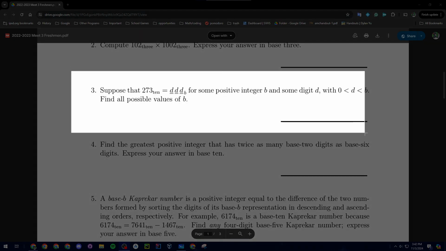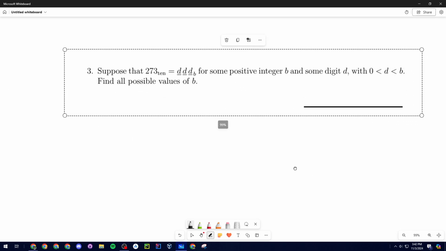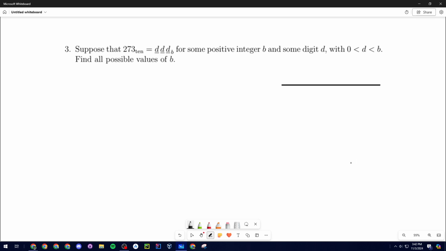Next one, this is where the actual math, I guess, comes in. It's a lot harder. You have this problem. So let's explain this. How would you do it in base 10 terms? Well, you have 273. That's equal to, converting this in base 10, because we want the bases to be the same, d times b squared plus d times b plus d.